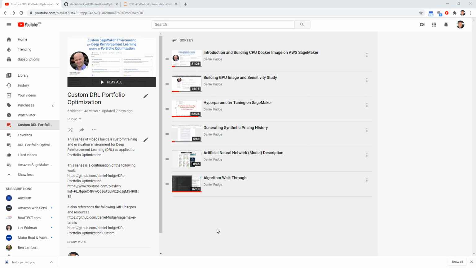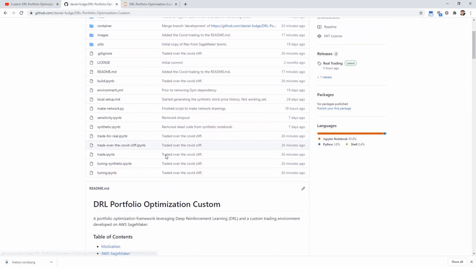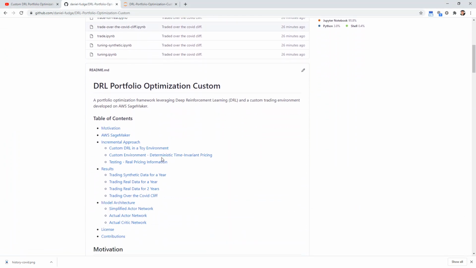Welcome everyone to the 7th video in the playlist where we're building a custom algorithm for deep reinforcement learning as applied to portfolio optimization. In the previous video, we walked through the high-level algorithm that we'll be running, and we gave a little bit of a description of the underlying model earlier. And we can step back a little bit to the overall procedure we're doing here.